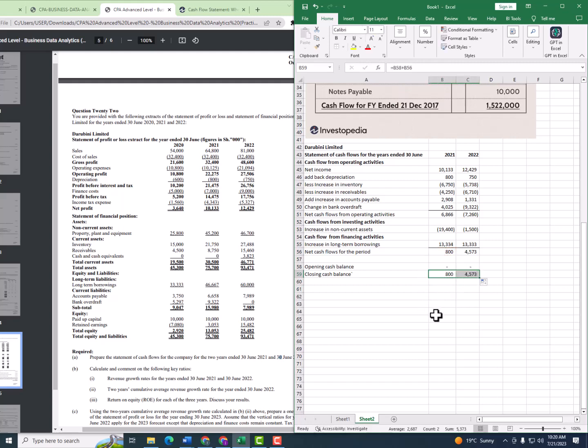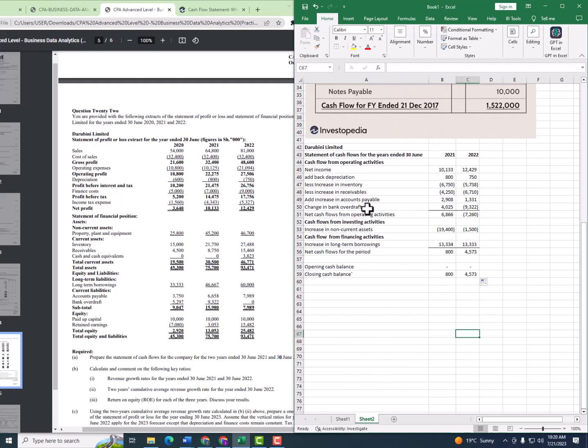And then we drag. So when we compare these figures, this figure should be equal to the closing cash balance in the balance sheet. And as we can see, the balance sheet shows that for 2021, it was 0. For 2022, it was 3823. So we must have made a mistake. And as I asked, what do you do when you realize that you made a mistake?